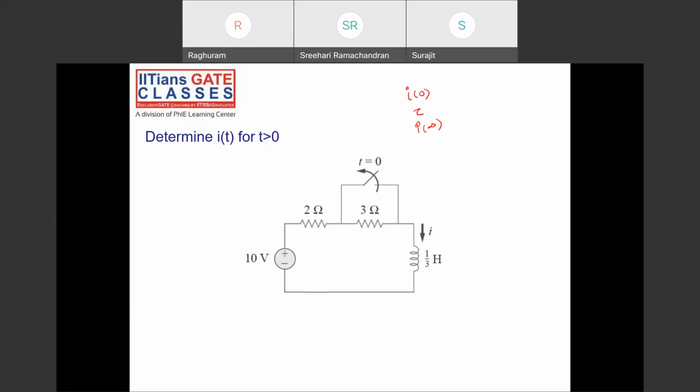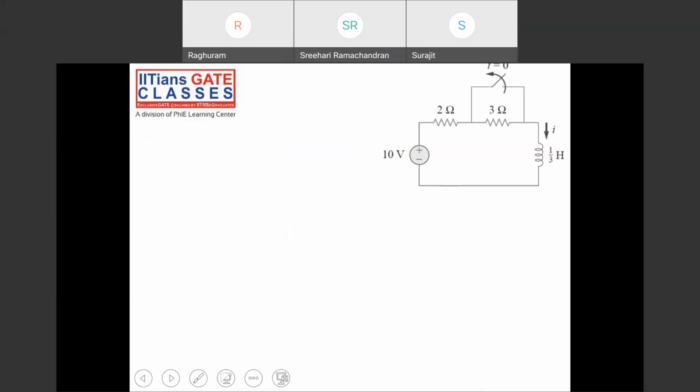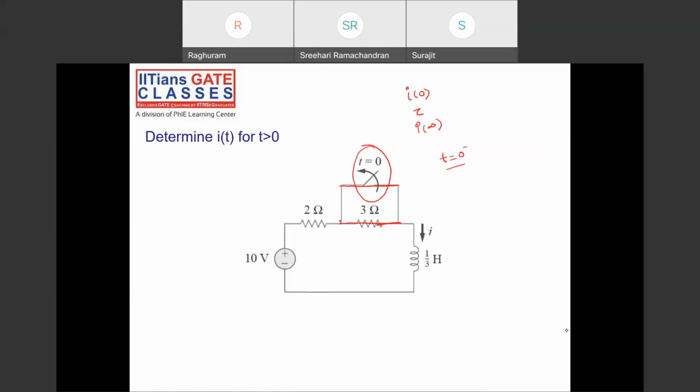At t equal to 0, the switch is getting opened. Before the switching action, at t equal to 0 minus, the switch is in a closed position. That means the 3 ohm resistor is bypassed. t equal to 0 minus is a steady state condition, so the inductance acts as a short circuit. So I of 0 minus, or I of 0, is equal to 10 by 2, which is 5 amperes.